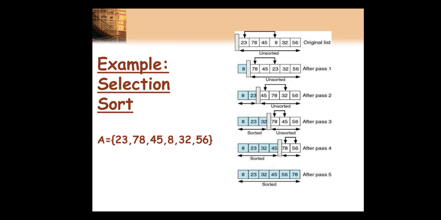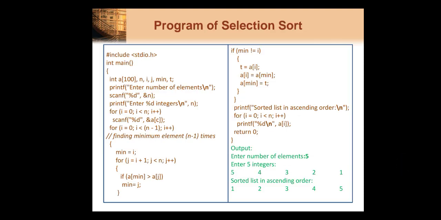So the number of passes performed for the selection sort in order to sort the given array is nothing but n minus 1. In total we have 6 elements, that is n equals 6. So the number of passes performed is n minus 1, that is 6 minus 1, which equals 5. So the total passes performed are 5, and after pass 5 we get the whole array sorted because we have a total of 6 elements. In this way the selection sort works.